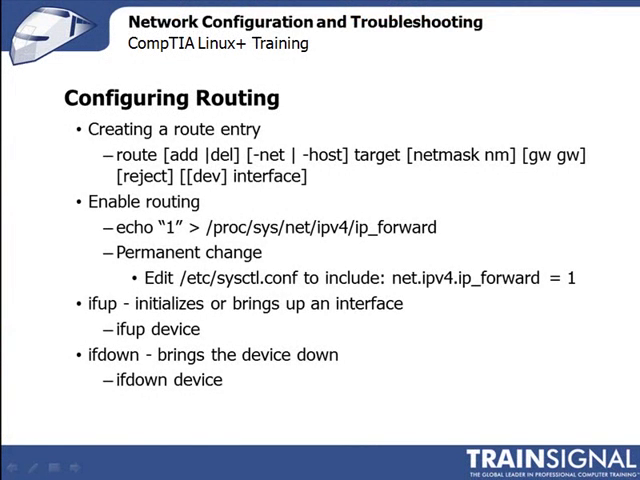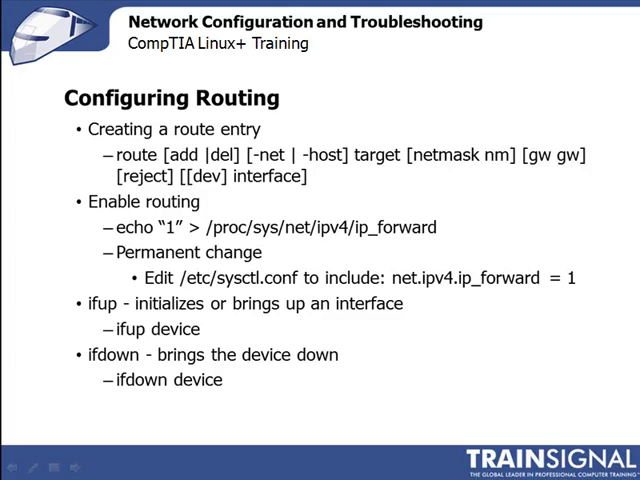Now we've talked about both the ifconfig and the route command, but there are two additional tools that combine their functionality, and they are ifup and ifdown. Ifup is used to initialize or bring up an interface, and it uses the syntax ifup followed by the device. For example, ifup eth0. Ifdown does the opposite and brings the device down, and it follows the syntax ifdown space device. Now when you're troubleshooting, which we'll cover in a moment, being able to quickly take the network up or down can really come in handy.